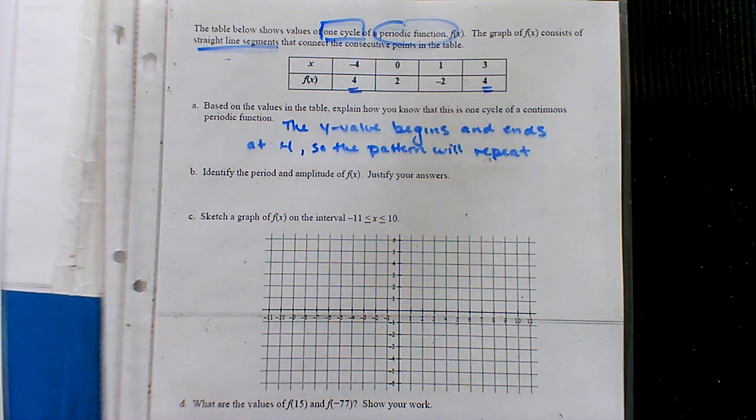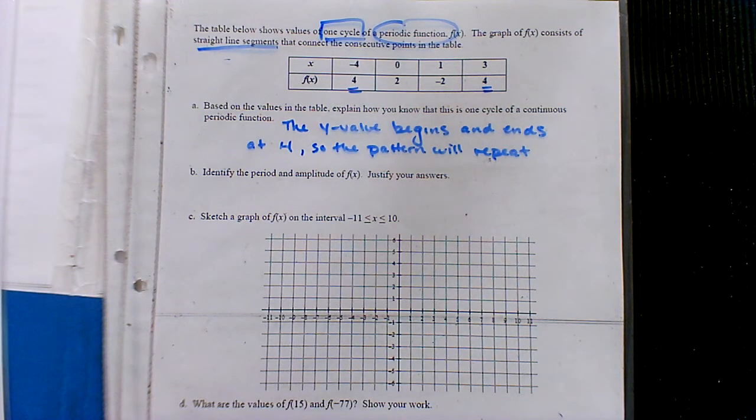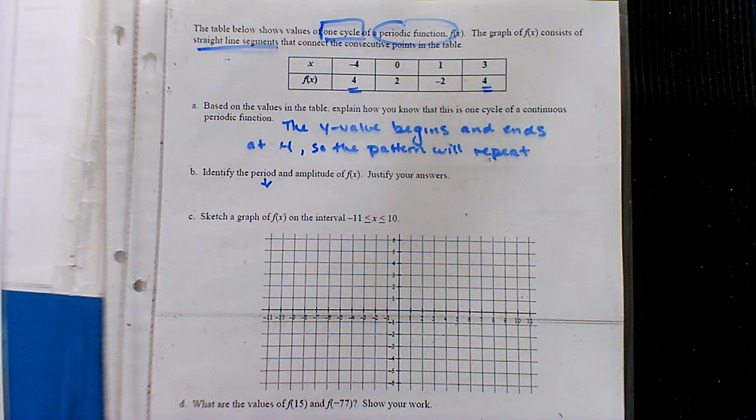All right. Identify the period and the amplitude. Again, it might be a little bit easier if we had a graph, but we're not going to do that just yet. We just want to take a look at the numbers in the table. So if this is one cycle, what would the length of that cycle be? How far left and right would that go?